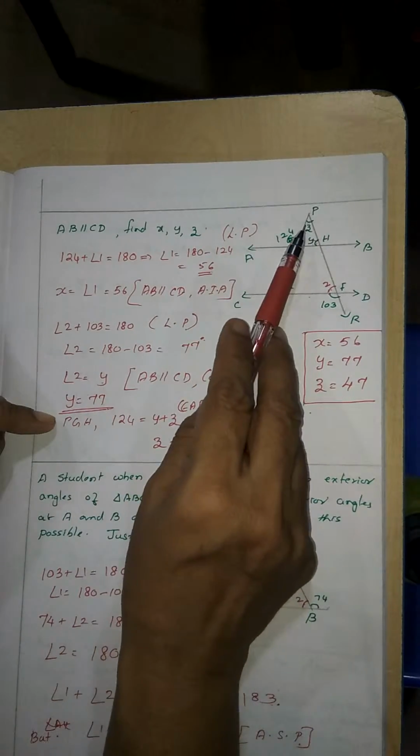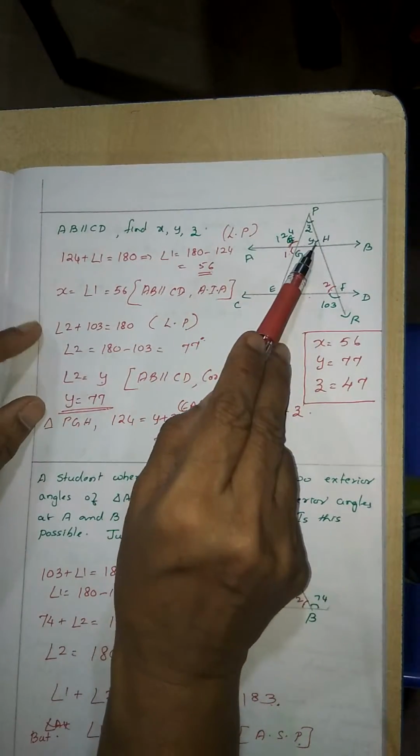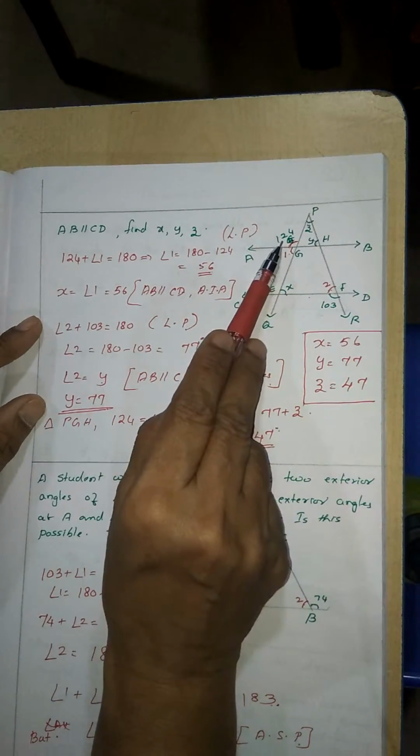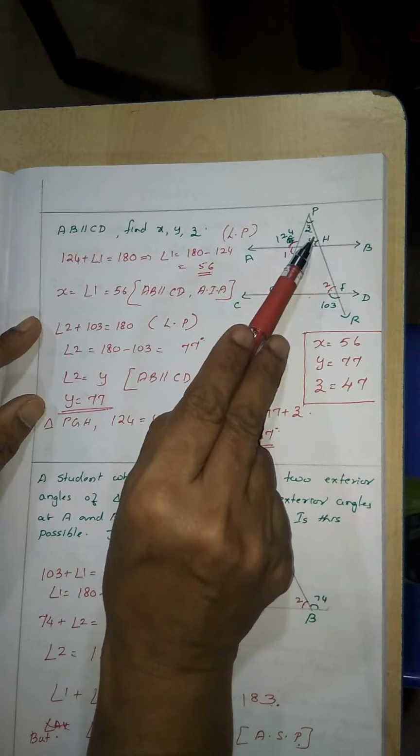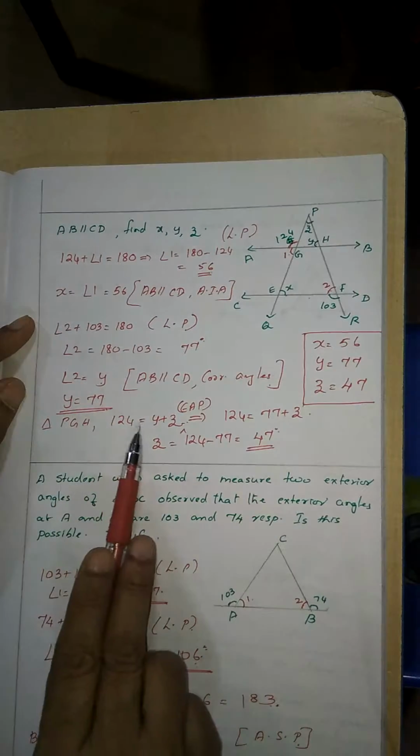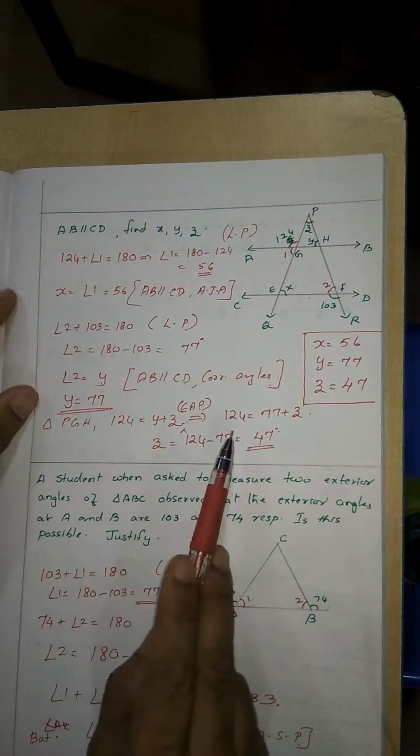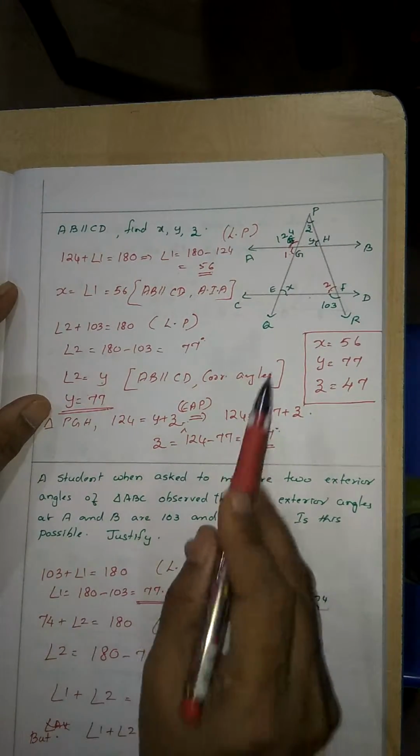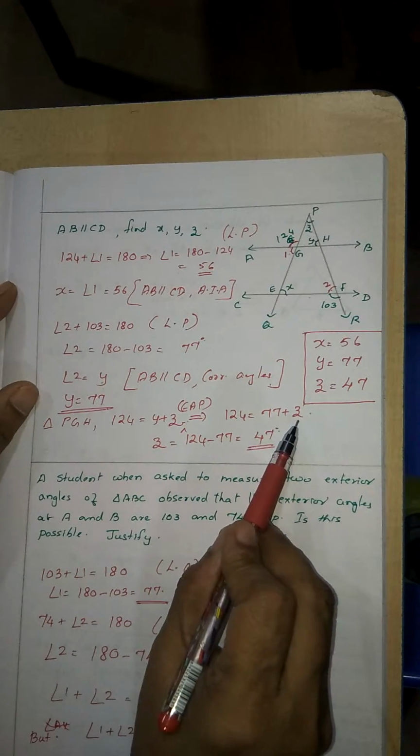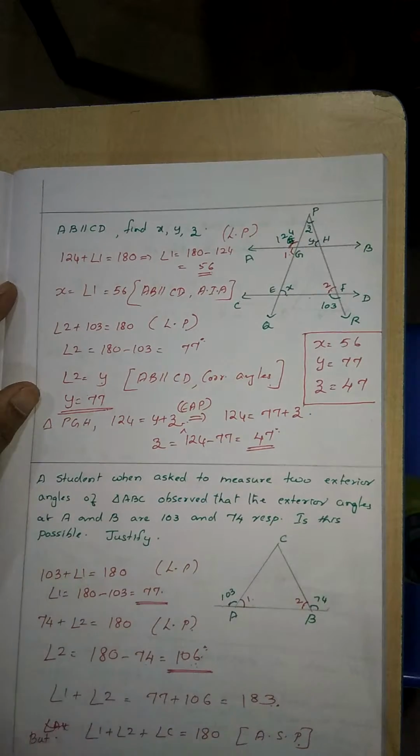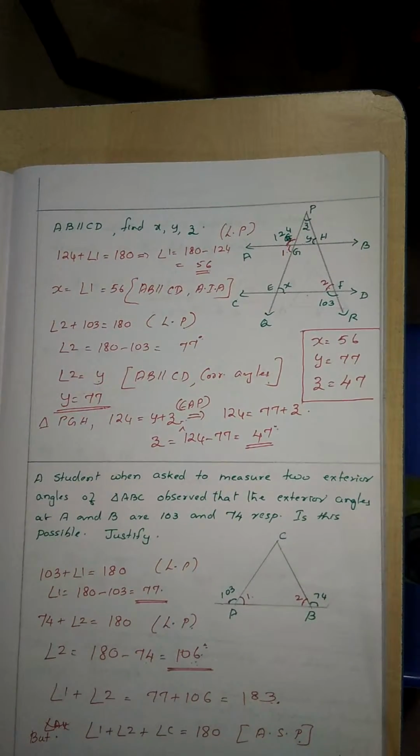Now you have to find z. Now z plus y will form the exterior angle. So z plus y is equal to 124 by the exterior angle property. From that, since we have y, we can find the value of z. z is equal to 124 minus 77, equal to 47.